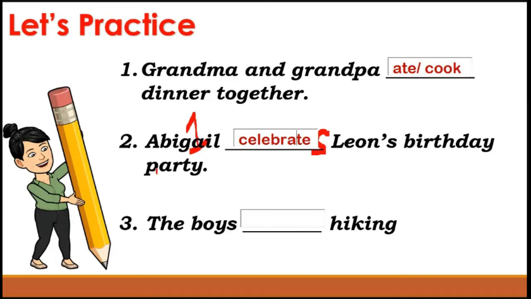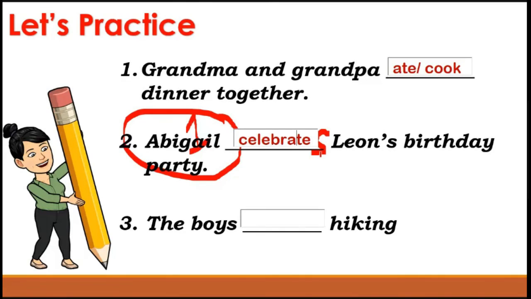Kapag madaming bata, plural din yung ating verb. Baliktad po yan, ha? Okay, kapag singular ang noun o ang ating subject, yung verb ay may S. Kapag plural ang subject, walang S yung ating verb. Baliktad po. So in this case, let's go back. Kapag singular ang subject, isa lang naman si Abigail, then yung celebrate must have S sa dulo.